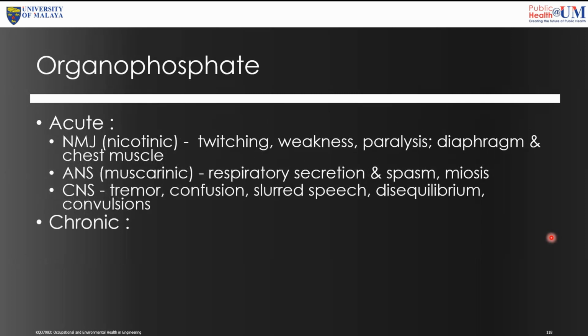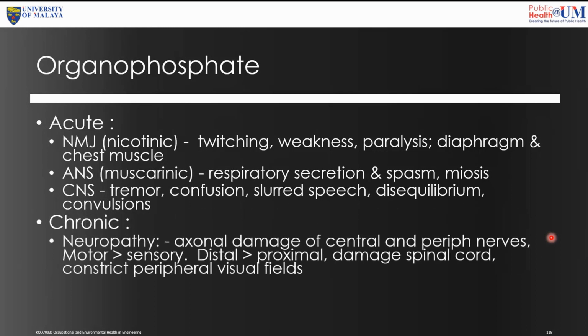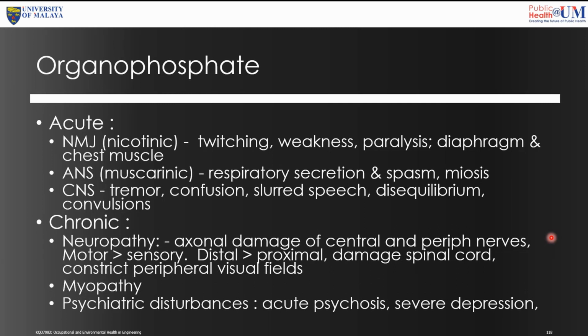Nicotinic effect causes twitching, weakness, and paralysis of the diaphragm and chest muscles. Muscarinic effect causes respiratory secretion, spasm, and miosis. Miosis is basically where your pupils become small and don't react to light. It causes central nervous system effects: tremors, confusion, slurred speech, disequilibrium, and convulsion. So basically, these are from exposure to a high dose of organophosphate, and you get all these effects.